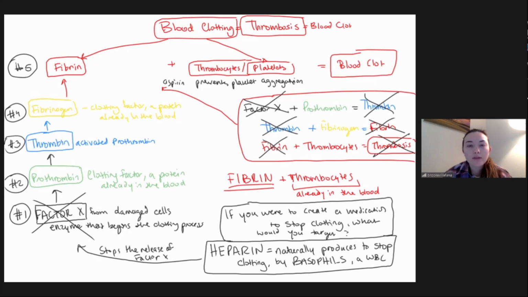Good, I like that. Yeah, heparin, like aspirin. Yeah, I like that. That's good, like thinning the blood. Yeah, heparin thins the blood. Very good, I like that a lot.